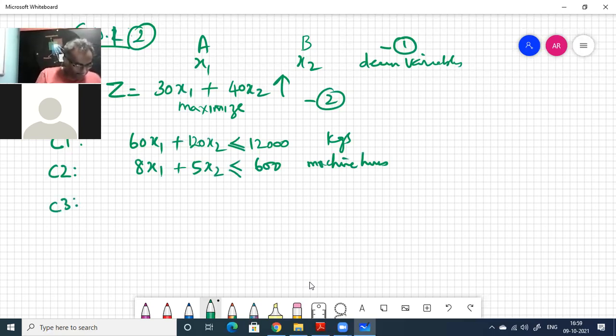Constraint 3, assembling man hours. Man hours needed for assembly: 3 man hours for each product, how many products? x1 products of type A. And then the assembling man hours is 4 hours for each product of x2, so x2 products into 4 man hours. Totally the man hours must be less than 500, only 500 man hours available.